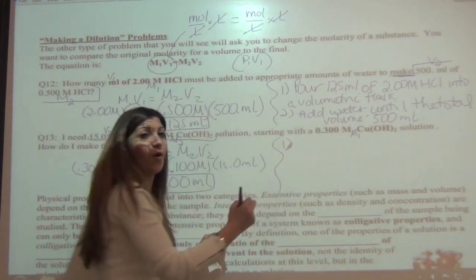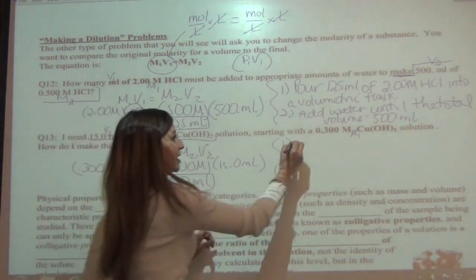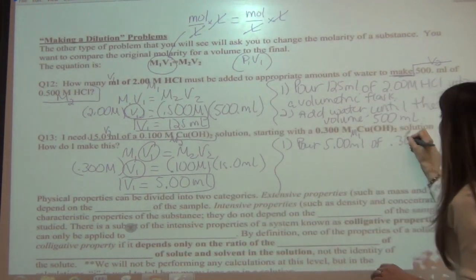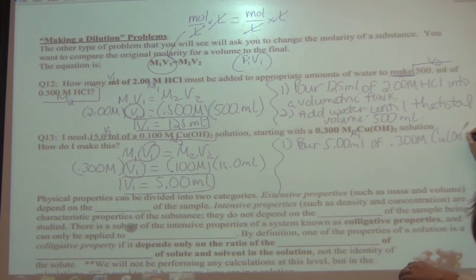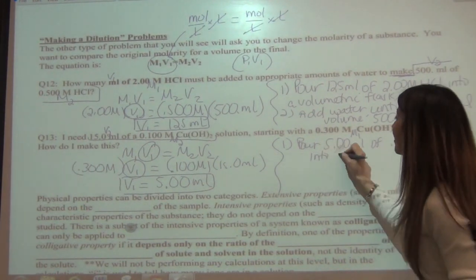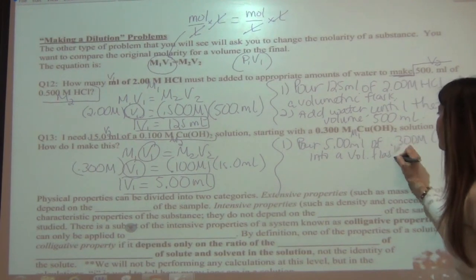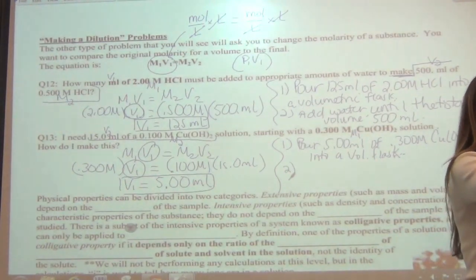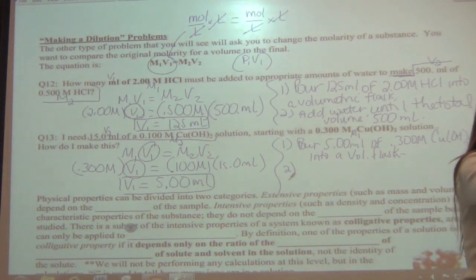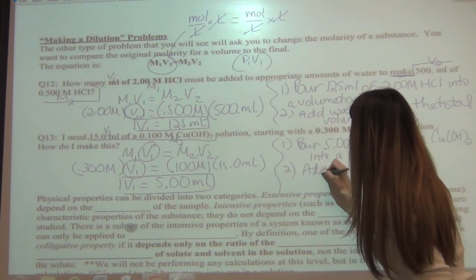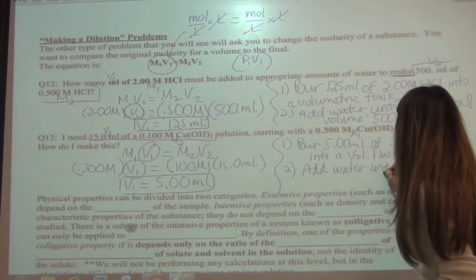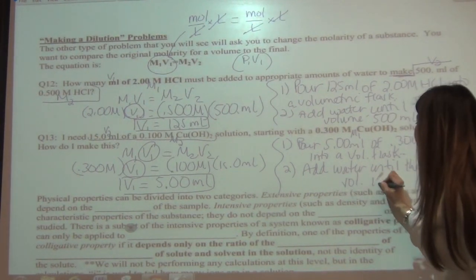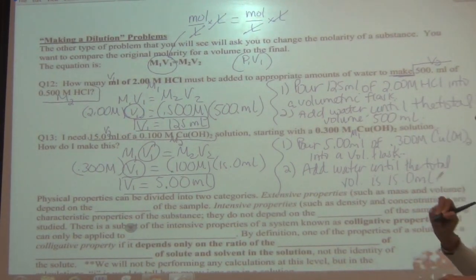So first part of the statement is what? Pour 5 milliliters of what? Good. Of the 0.3 molar CuOH2 into what? Good. Perfect. Into a volumetric flask. And then the second part, step 2. We've poured it, but we haven't changed the concentration yet. Now what? Add water. Perfect. Until the total volume is what? 15. Nice. Is 15.0 milliliters.